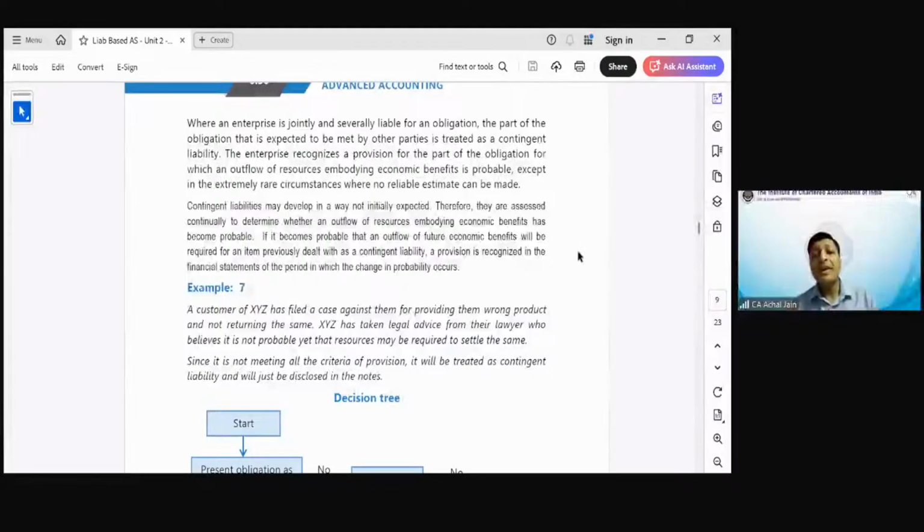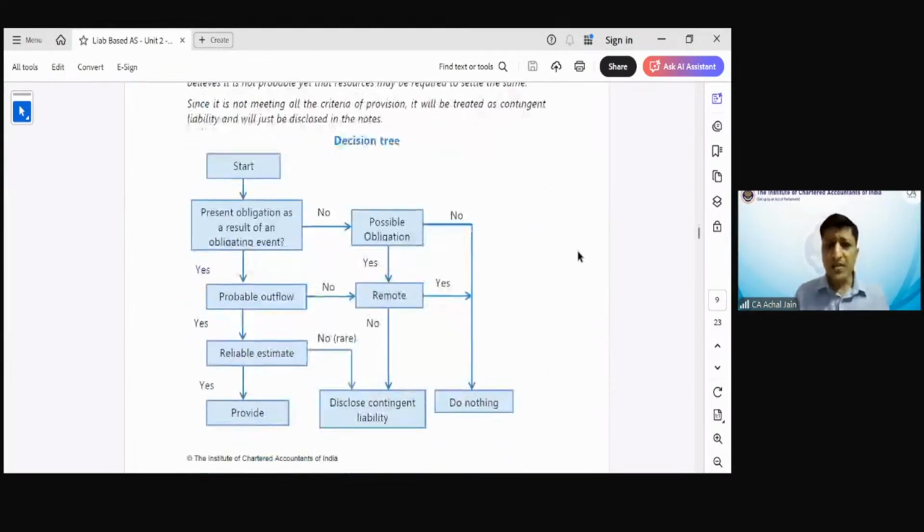Since it is not meeting all the criteria of a provision, what do you call it as? See, it's not probable. So that's why you will call it as possible. Why? Because whether it's remote, again, it's not specified. Okay. So what will you do? You will disclose this as a contingent liability in the notes to accounts.